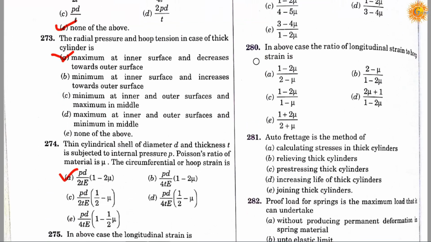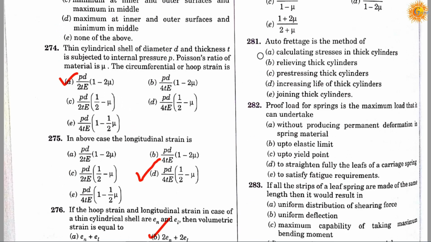Question number 280. In above case, the ratio of longitudinal strain to hoop strain is: option A, (1 minus 2 mu) divided by (2 minus mu); option B, (2 minus mu) divided by (1 minus 2 mu); option C, (1 minus 2 mu) divided by (1 minus mu); option D, (2 mu plus 1) divided by (1 minus 2 mu); option E, (1 plus 2 mu) divided by (2 plus mu). So the correct answer is A. It will be (1 minus 2 mu) divided by (2 minus mu).